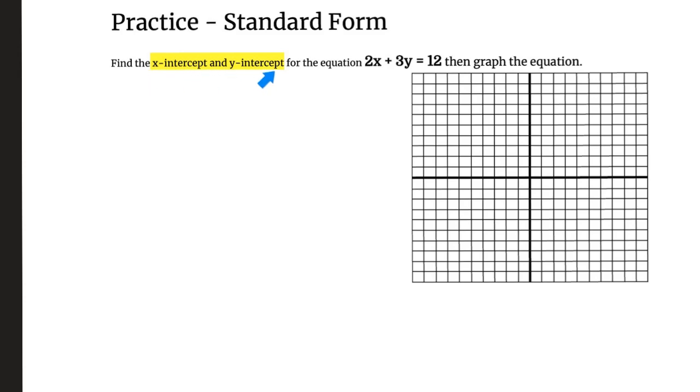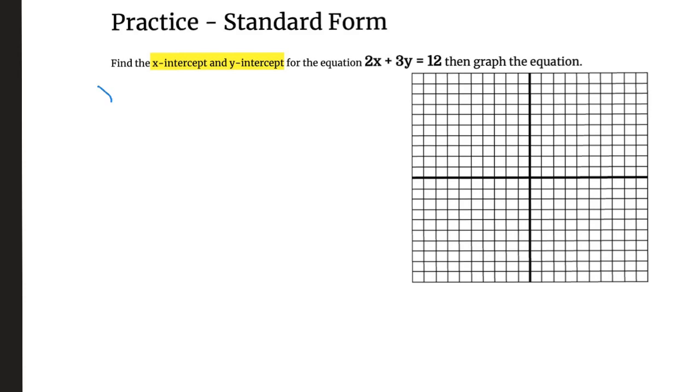x and y intercepts of this equation right here, 2x plus 3y equals 12, and then it asks us to graph the equation. Okay, well, the first thing that we need to do in order to find the x and y intercept is we need to make a table for ourselves. So let's go ahead and do that.